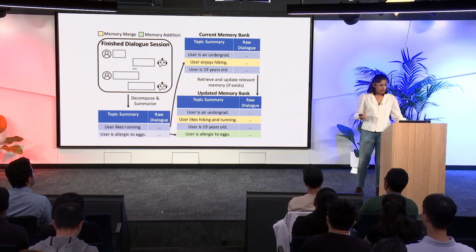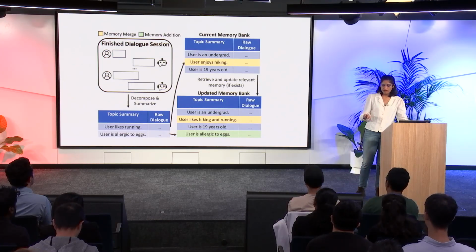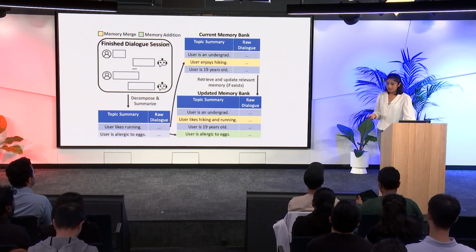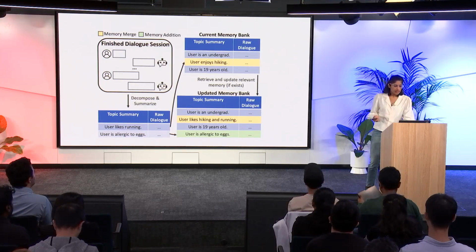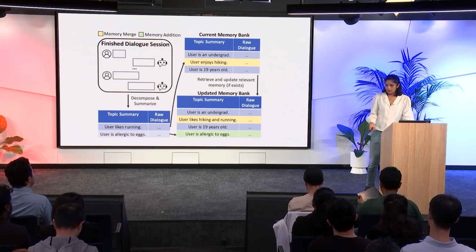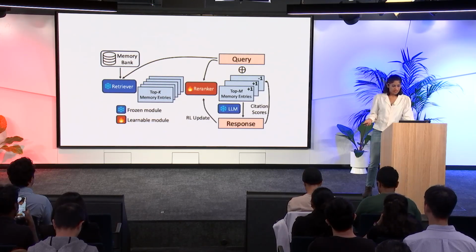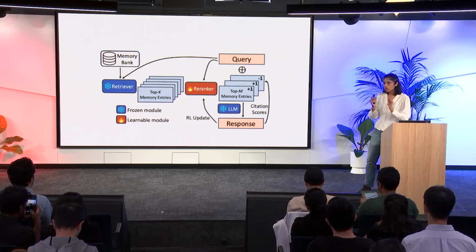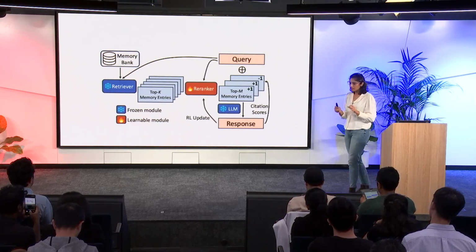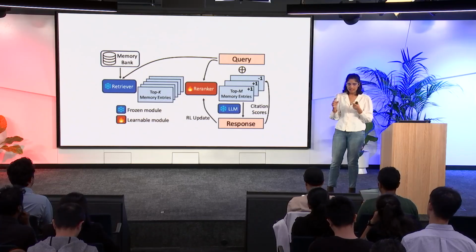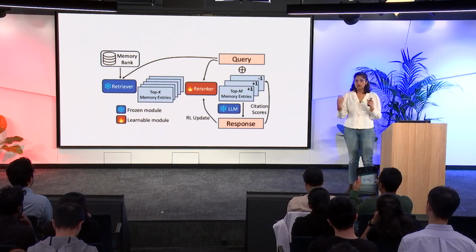So this image is actually from a paper. It's called Reflective Memory Management. It's from Google Cloud AI Research and a few others. And what it talks about is reflective memory management, which is two things together. What it does is it decides what to store in memory based on what could be important in the future for the user. So that's one way it stores memories.